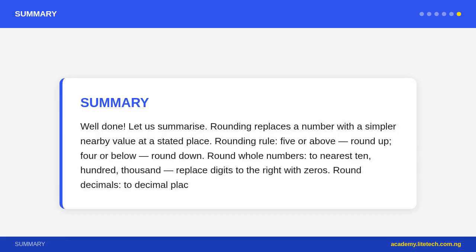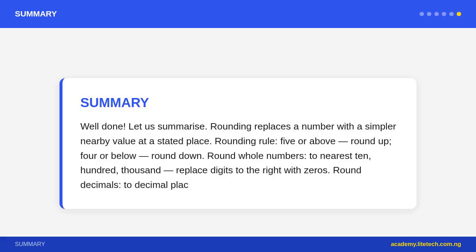Well done. Let us summarize. Rounding replaces a number with a simpler nearby value at a stated place. Rounding rule, 5 or above, round up, 4 or below, round down. Round whole numbers, to nearest 10, 100, 1000, replace digits to the right with zeros. Round decimals, to decimal places, drop digits to the right, adjusting the last kept digit if necessary. Round measurements to the nearest unit specified. Round intermediate calculation results only at the final step to avoid compounding errors.